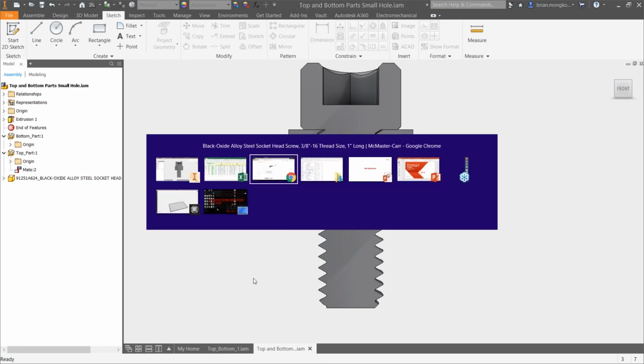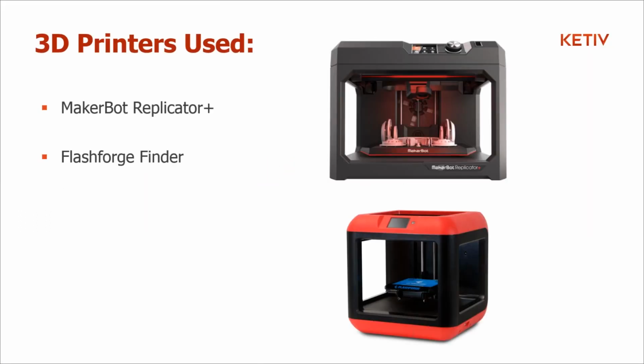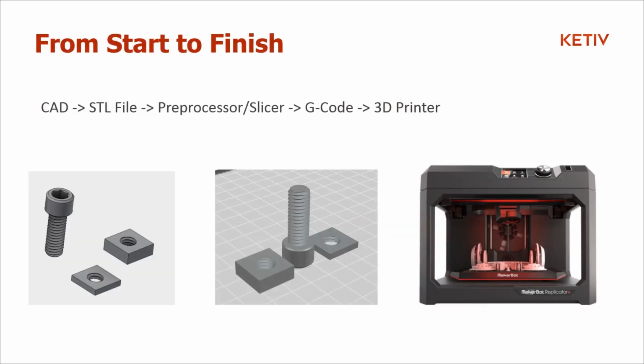So let's go back to the presentation and talk a little bit about that. The printers I use for this experiment are the MakerBot Replicator Plus, as well as the FlashForge Finder, and they each have their own slicers with them. For those of you who are new to 3D printing or not familiar with the workflow, first you would start off in Inventor or Fusion, for example, with a CAD file that you modeled up. And then you would export that as an STL to your preprocessor or your slicer.